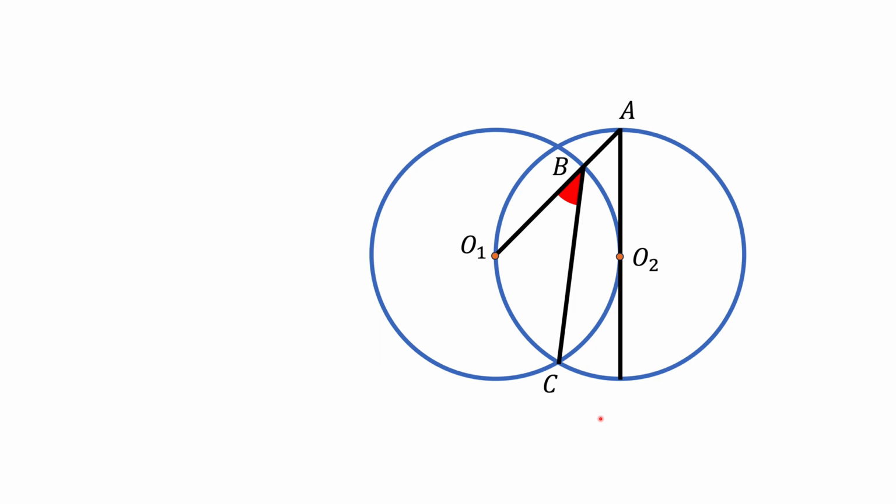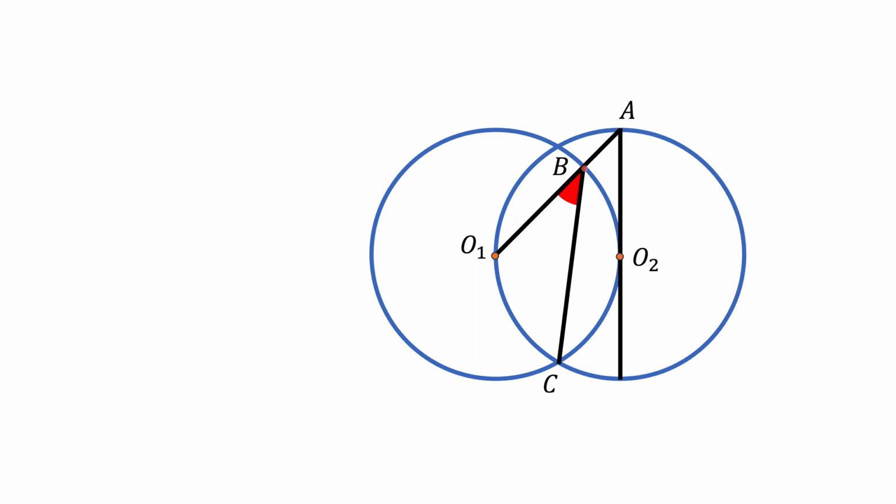Here we have two congruent circles with centers at points O1 and O2. From the point O2, we draw a tangent line to the left circle. It intersects the right circle at point A. We connect point A with point O1. This segment intersects the left circle at point B.